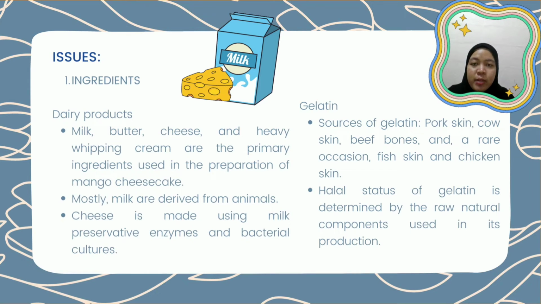So I will explain about the dairy product first. There are many different sorts of dairy product and meat, such as butter, cheese, and heavy whipping cream. And these ingredients are the primary ingredients used in the preparation of mango cheesecake. Mostly, dairy products are derived from animals or mammals, including milk, such as cattle, goats, sheep, and other similar animals. Milk is one of the critical ingredients that we use.